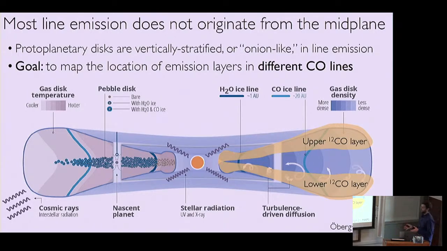And so one of my goals as part of the program was to be able to map out the vertical location of where the line emission was coming from. And again, this was newly possible because of this good data. And we start with looking at CO lines. So all that I'm going to talk about today is CO and CO isotopologues because they're the brightest, they're the easiest to do, and we expect them to be among the most vertically extended lines in these disks. And so just schematically, this is the layer that you should think about in your head that we're going to be able to measure.